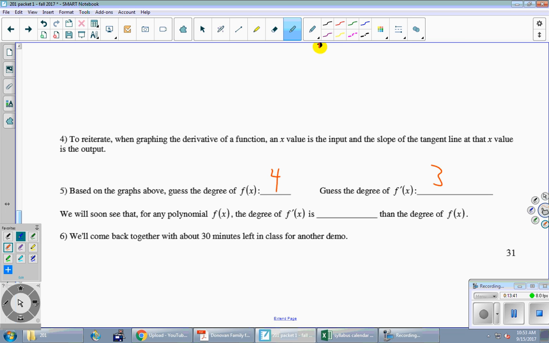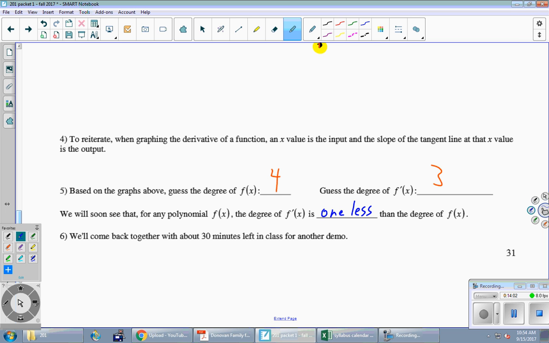It's 1 less. 1 less. The degree of f prime is 1 less than f. Yeah, so we'll see that soon enough. If you have seen calculus before, you might have a rule in your brain where there's an n-1 inside of a derivative calculation. That's it right there, 1 less.